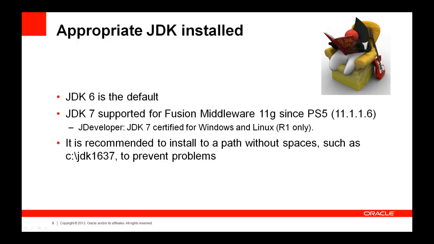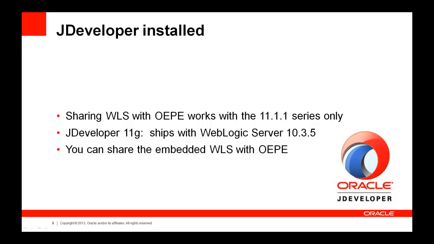Whatever JDK you choose, it is recommended to install to a path without spaces in order to prevent problems. Obviously, you must have JDeveloper 11G installed if you plan to use it with your standalone WebLogic Server instance. Sharing such an instance with Oracle Enterprise Pack for Eclipse will only work with the 11.1.1 series, that is, JDeveloper 11G Release 1. If you plan to use JDeveloper 11G Release 2, you cannot share a standalone WebLogic Server instance with OEPE, since OEPE is not currently compatible with ADF 11G Release 2.